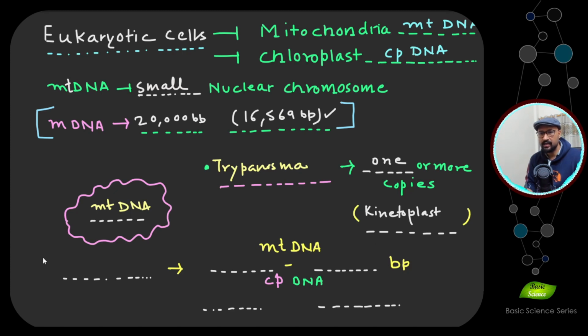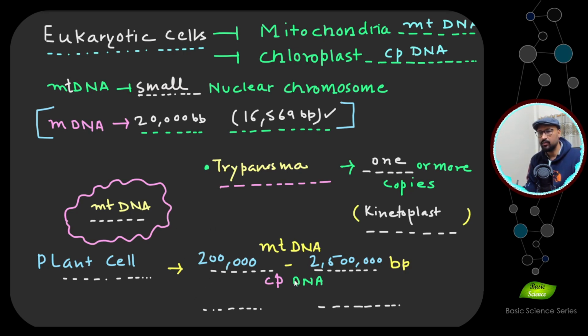Okay, plant cell. Let's talk about the plant cell. In plant cells, the size of the mitochondrial DNA ranges from 200,000 to 2,500,000 base pairs. That is the size of the mitochondrial DNA in plant cells.